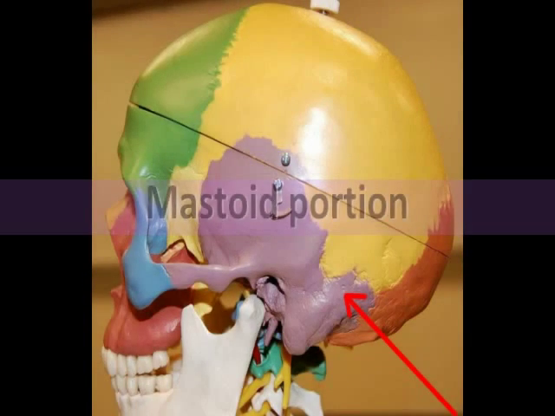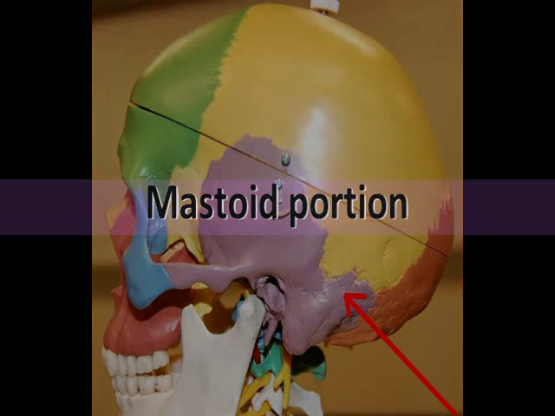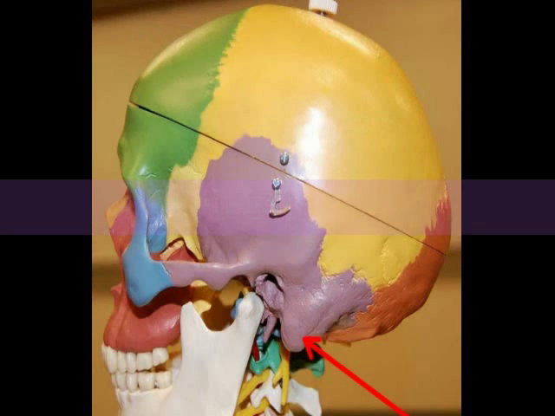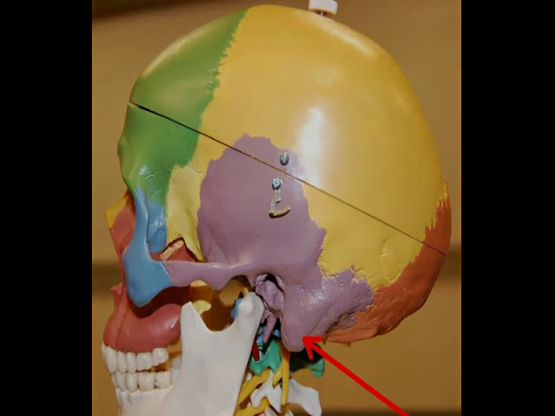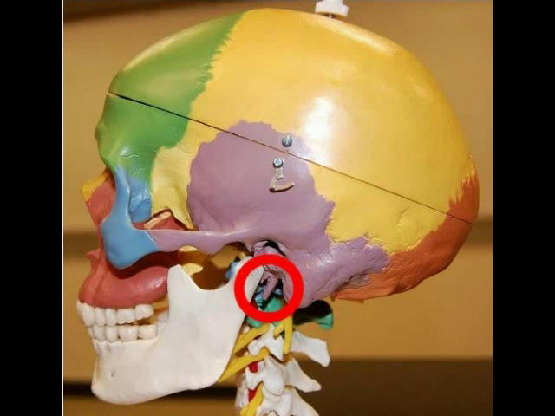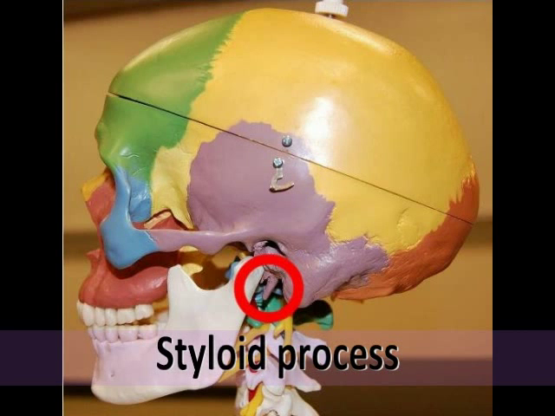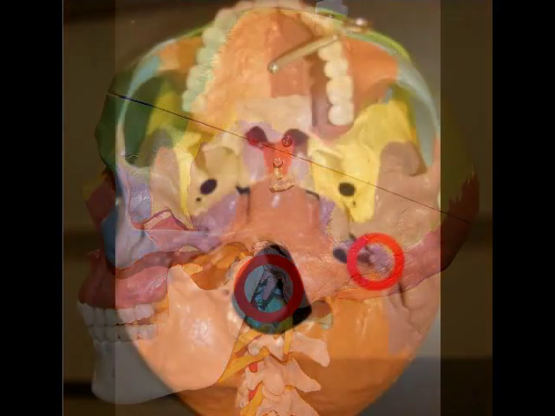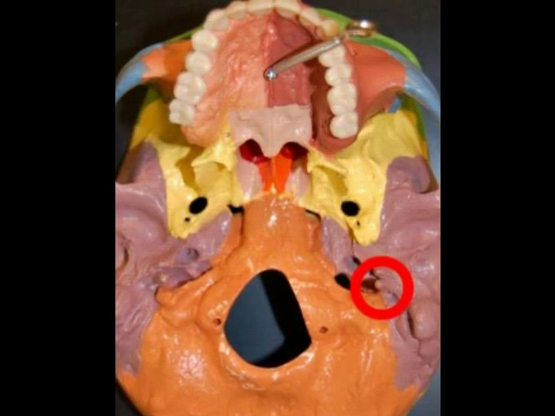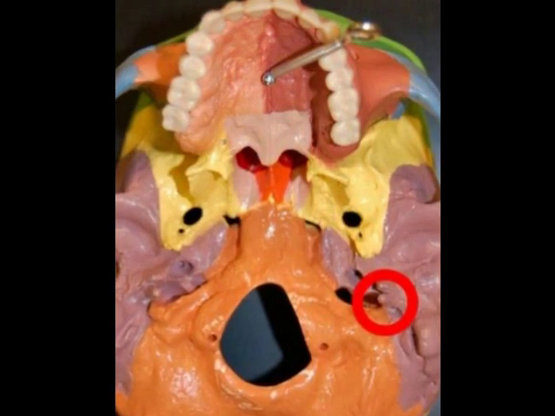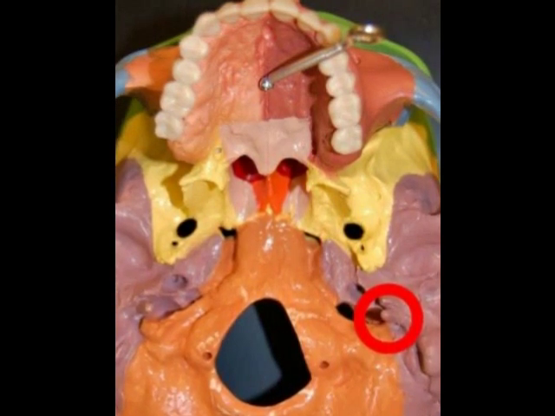The mastoid portion is the area just posterior to the external auditory meatus. The mastoid process is the rounded outgrowth that projects out of the mastoid portion. This strong round projection serves as an attachment point for several of the neck muscles. The styloid process is another projection that extends inferiorly from the inferior surface of the temporal bone. Styloid means stake or spike. This small, slender process is an attachment point for muscles of the tongue and neck.